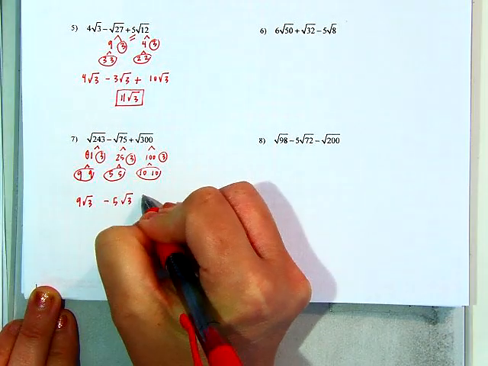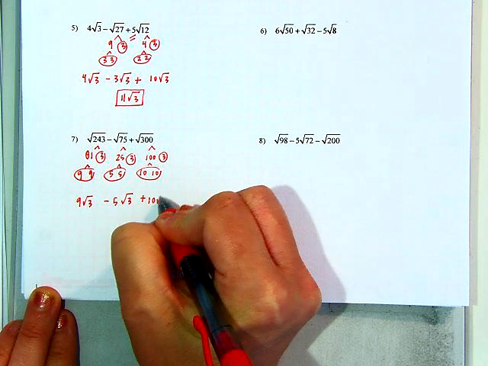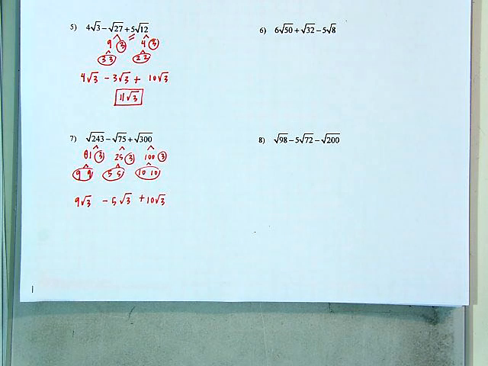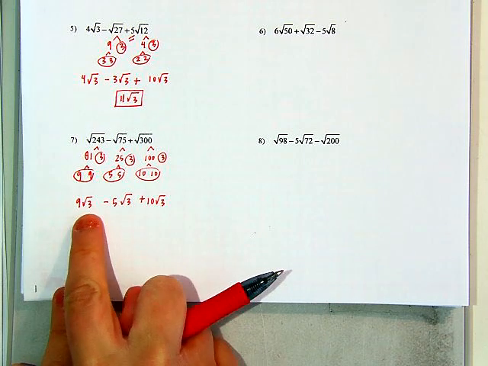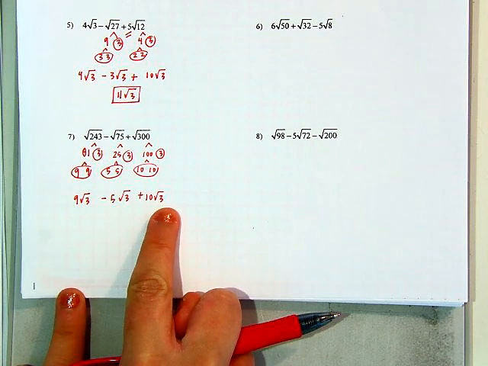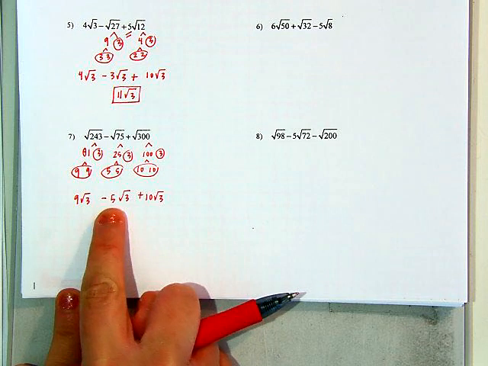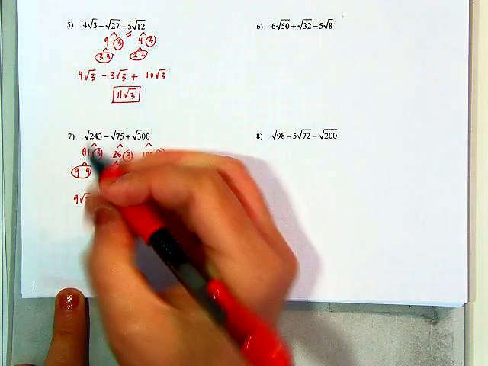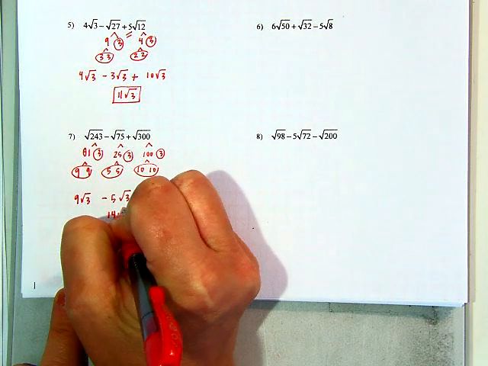So that last term simplifies to be 10 square root 3. So now when I look at all of my individual terms, I see the same radicand. They're all in terms of the square root of 3. So I can combine: the 9, take away 5, that's 4, plus 10 is 14, root 3.